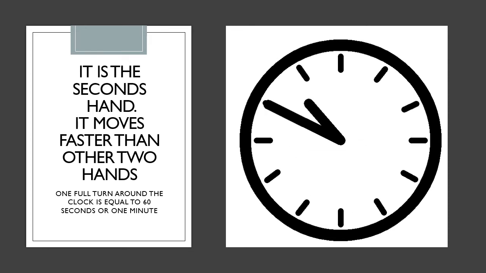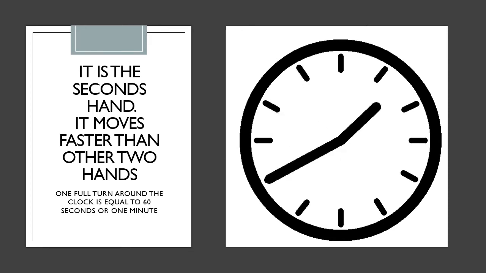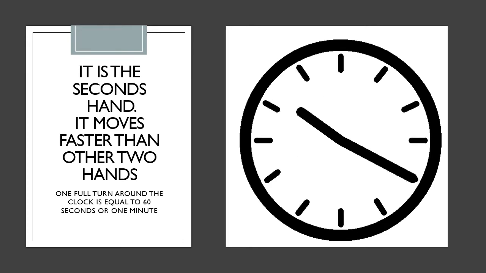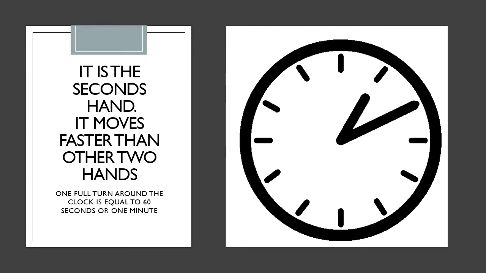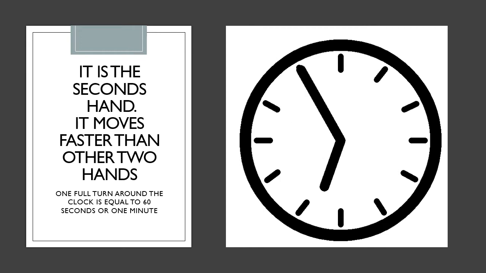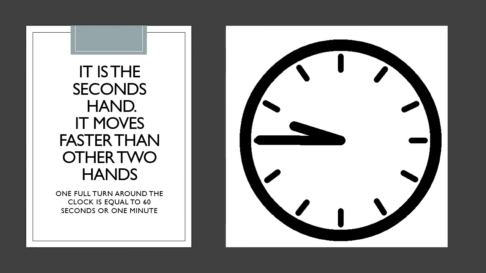So, it is the second hand, the fastest one. It is even faster than the other two hands. One full turn around the clock is equal to 60 seconds or 1 minute. Both are equal.